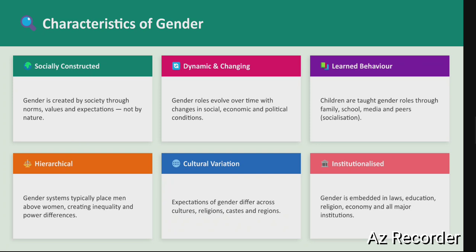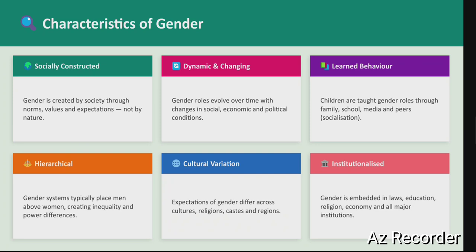Cultural variation. Again, the expectation of a gender is different across culture, religion, caste and region. There is a place where women are suppressed, but at the same time, there is also a space where people suffer because of caste and religion. It isn't about men or women. Both will suffer because of caste and religion. So cultural variation also plays a role. And if a higher caste woman is getting the job, the lower caste woman should not get the job. That is also there. It may vary from place to place and state to state.